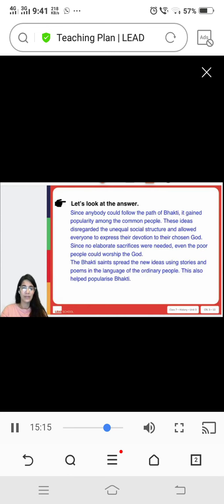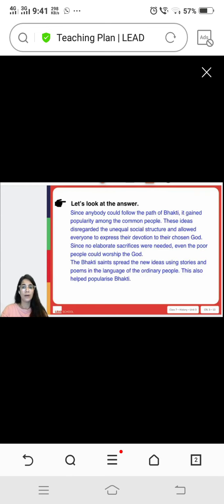Look at the answer. Since anybody could follow the path of Bhakti, it gained popularity among the common people. These ideas disregarded the unequal social structure and allowed everyone to express their devotion to their chosen God. Since no elaborate sacrifices were needed, even the poor people could worship God. The Bhakti saints spread these new ideas using stories and poems in the language of the ordinary people. This also helped popularize Bhakti.